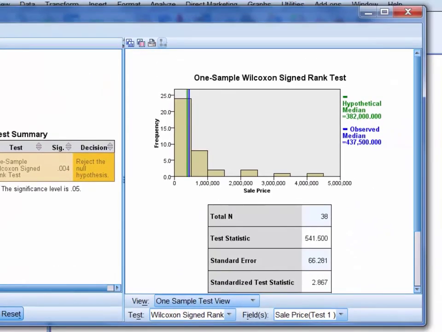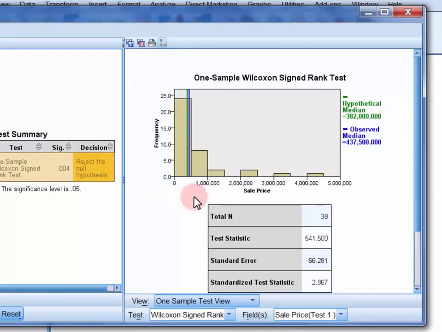Now in the graph at the top of the screen, we can see the distribution of sample property sales prices. As we noted in the previous video, this is positively skewed, with most sales going for less than 500,000 and just a handful for over $1 million. On this graph, we can also see both the sample median property price in blue, which is 437,500, and the median that we're comparing that value to in green, which is 382,000.